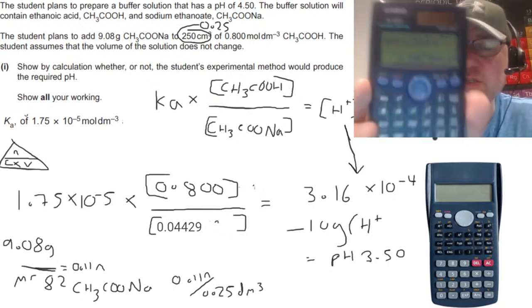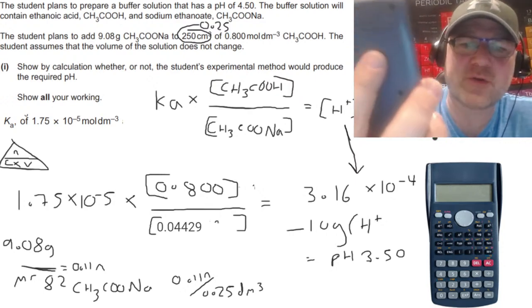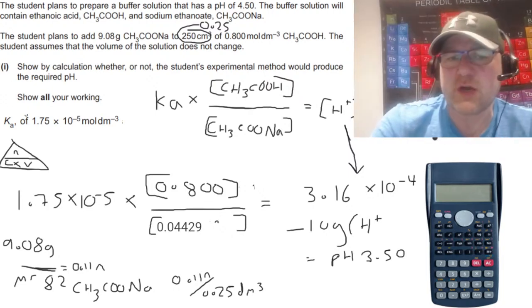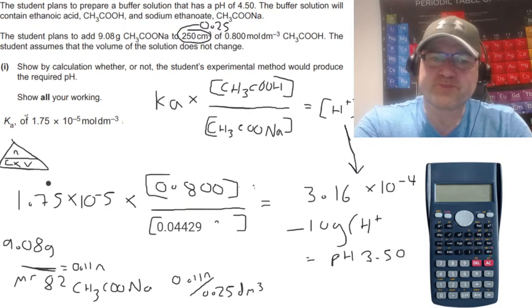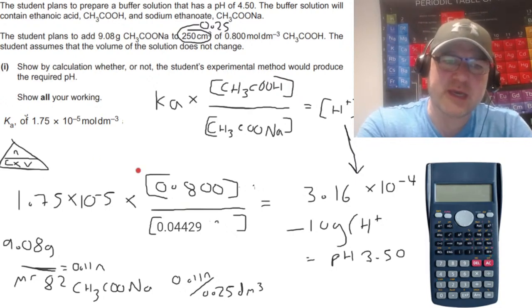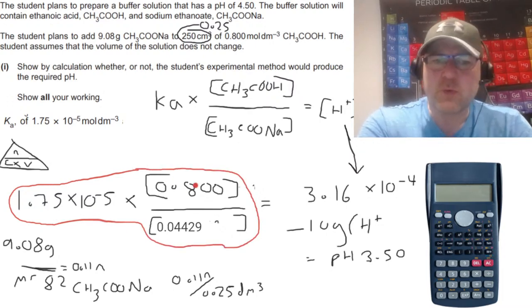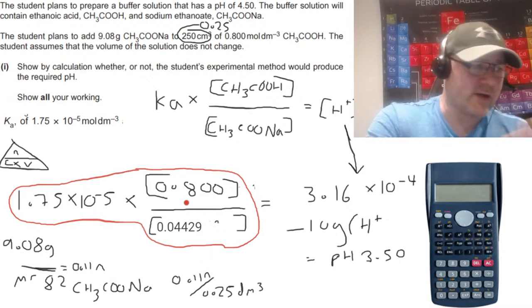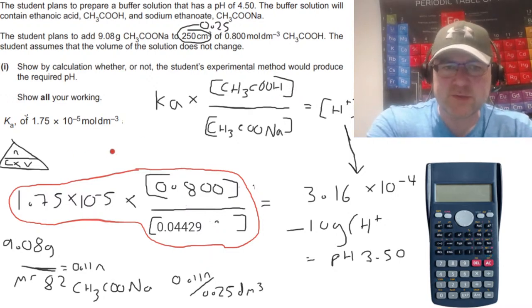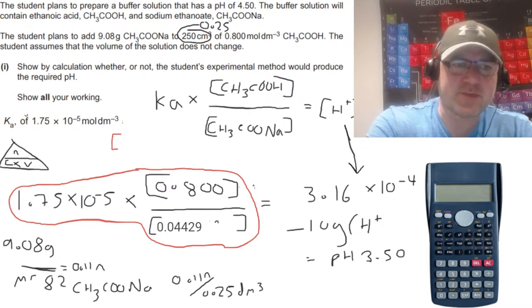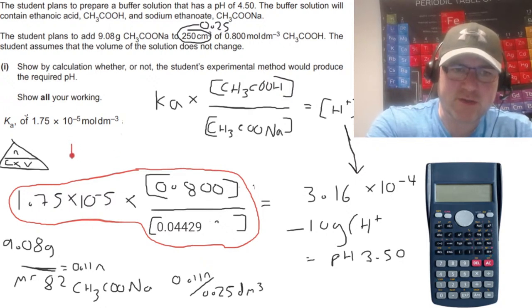One thing that's good to check as well is, if we do it with the moles, did you get for your hydrogen ion concentration 3.16 times 10 to the minus 4? That's what I got for my hydrogen ion concentration, and that was doing it using the concentrations. We could do this using moles and it should work out the same. So if I was to use the moles, instead of timesing 0.8, I would do, well, I don't need to put the brackets for that. Alternatively, this should equal the same answer for the hydrogen ion concentration.